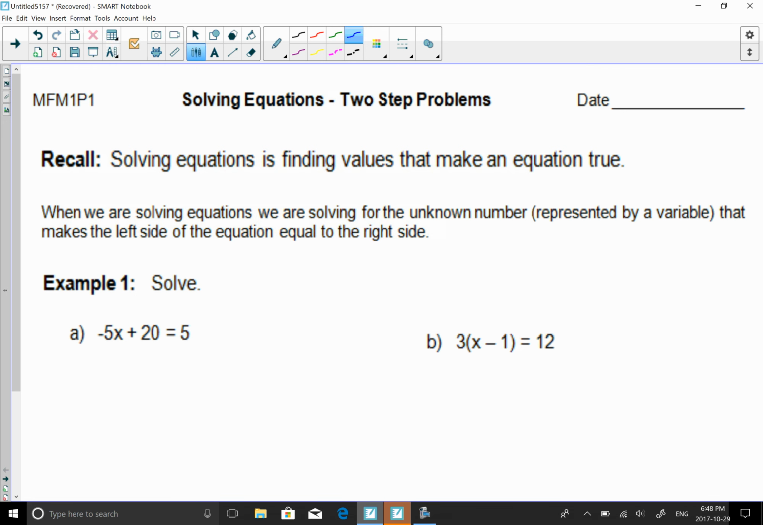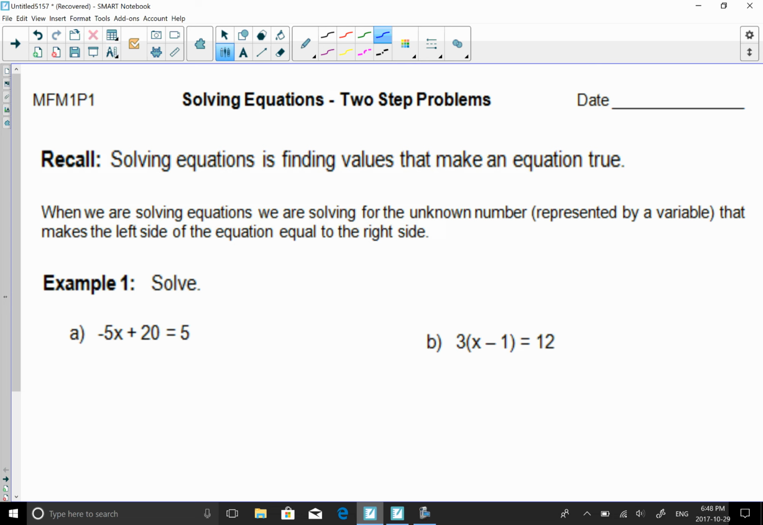This video is going to review some of our solving equations steps as well as go one step further with one new thing in this video from the previous ones. Solving equations, two-step problems. Solving equations is finding values that make an equation true. When we are solving equations, we are solving for the unknown number, represented by a variable, that makes the left side of the equation equal to the right side.